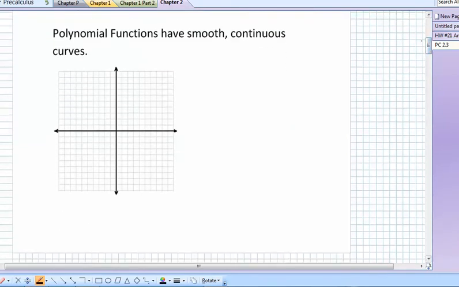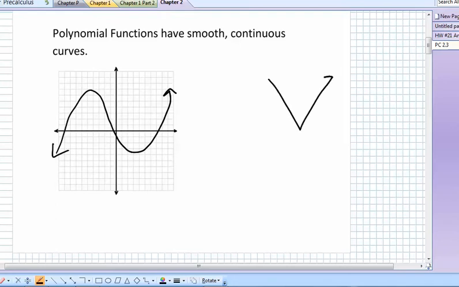So polynomial functions have smooth continuous curves, like this graph here. That is a polynomial function. Something like this, notice it's not smooth, that is not a polynomial function. So the graphs have to have smooth continuous curves.